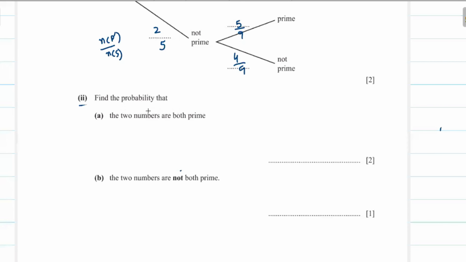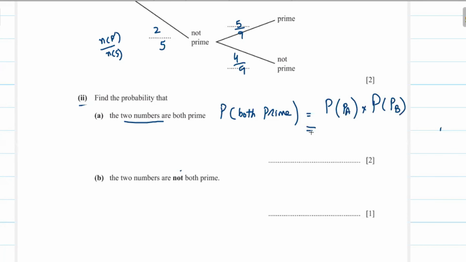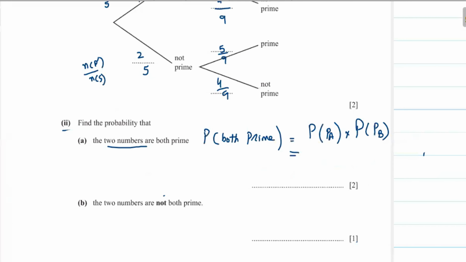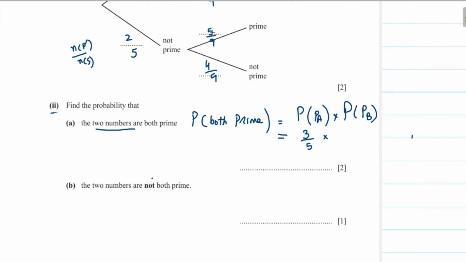Part second, find the probability that the two numbers are both prime numbers. Therefore, the probability of both prime numbers will be equal to probability of spinner A prime number into probability of spinner B prime number. Probability of spinner A prime number here is 3 over 5 and the probability of spinner B prime number is 5 over 9. Now we can write it as 1 over 3 is the answer.